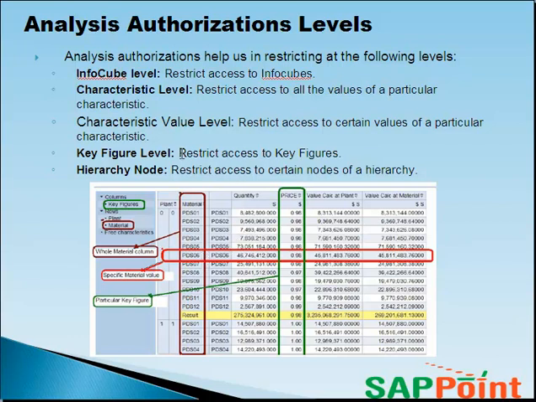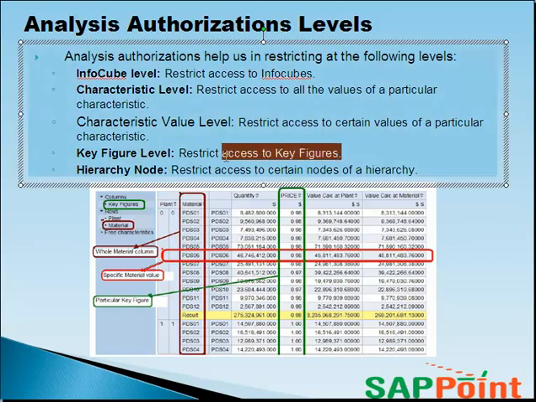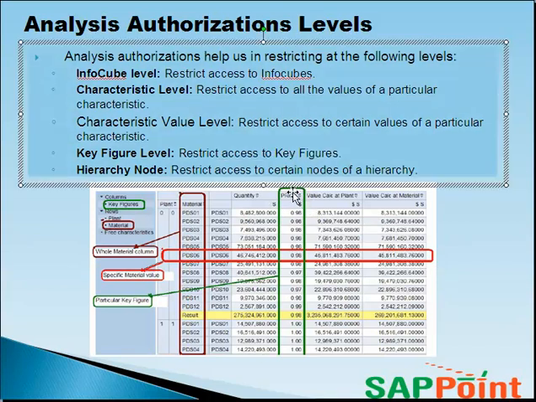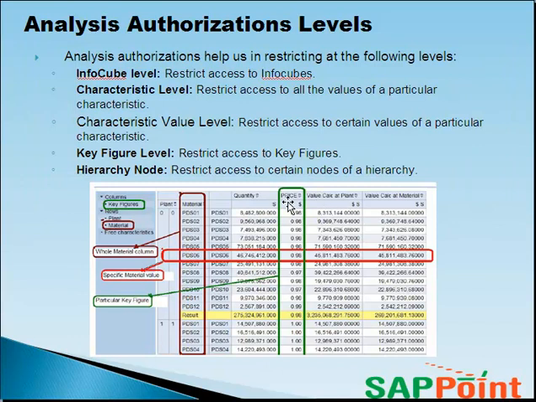Now you can also restrict at a key figure level. Now key figure level is numeric values. So you can take the price, for example, as a key figure. So you can build security on price also if you want. And you can also build security on hierarchy node. So if the data is presented to you in a structured way, using the hierarchy mechanism, you can restrict access to particular nodes in the hierarchy, in the structure.